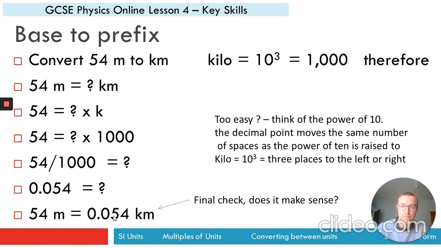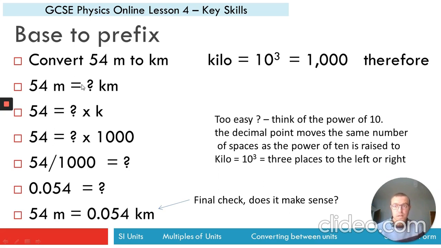Final check. Does it make sense? I know that a kilometre is much larger than a metre. 1 metre is 1,000th of a kilometre. So does this look right to you? 54 metres is 0.054 kilometres. Yes, it does. It looks correct to me. So I've got a good feeling. You'll get a feeling about it as you practice it.